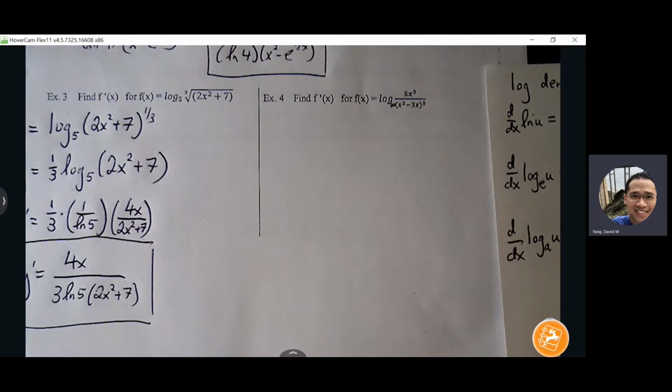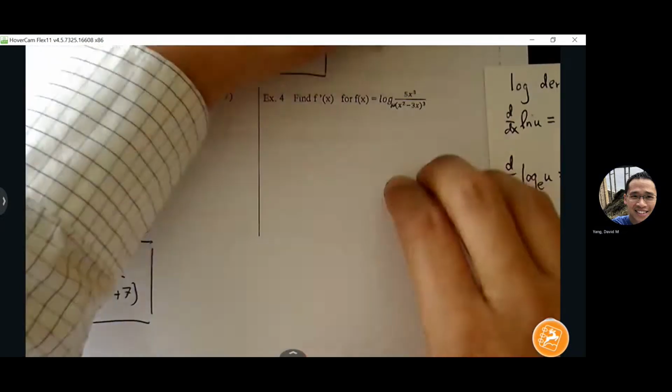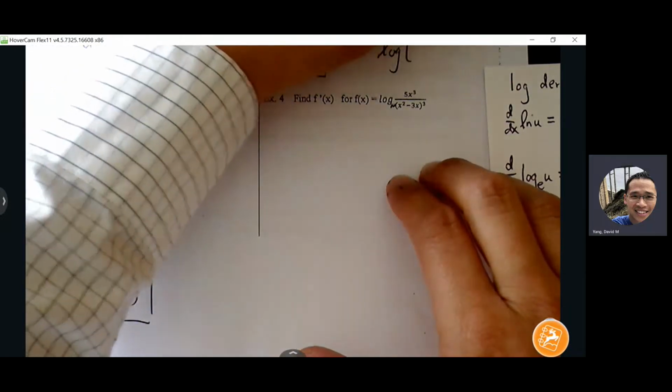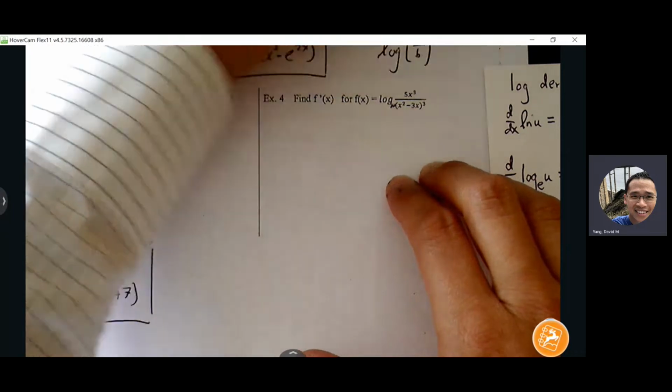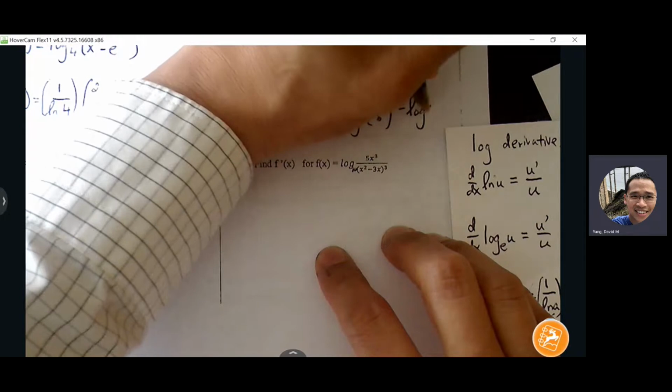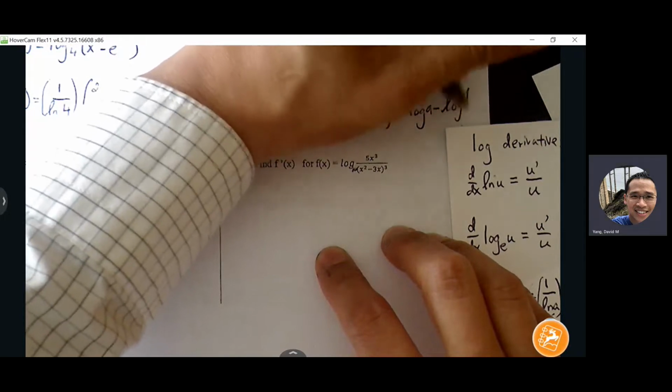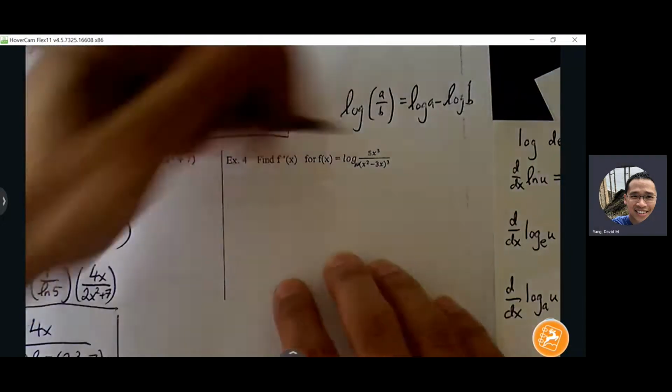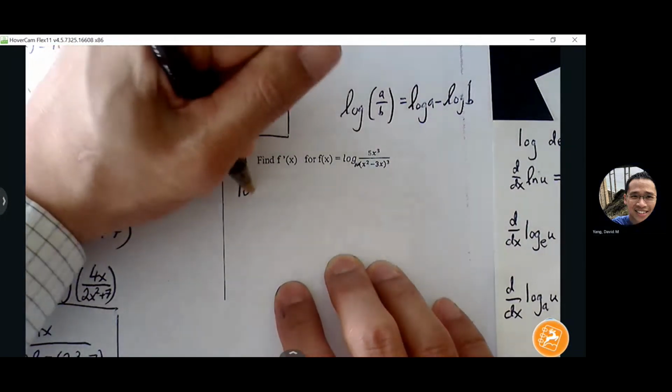Okay. What else can we do maybe before we do our derivative step? Yeah, we can use the expansion property, right? Because if I have natural log of a over b, I can also do the same thing with log of a over b. Expand into log of a minus log of b. I'm going to put the base there just so we can see it clearly.